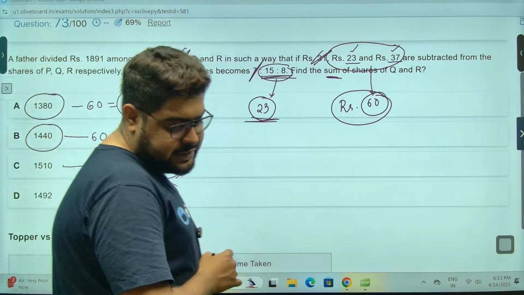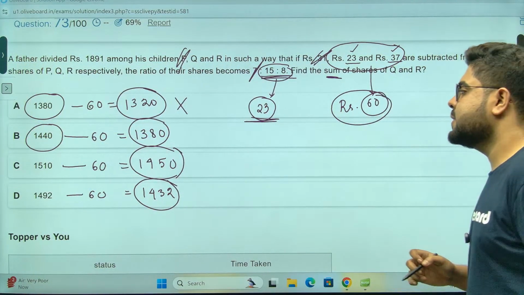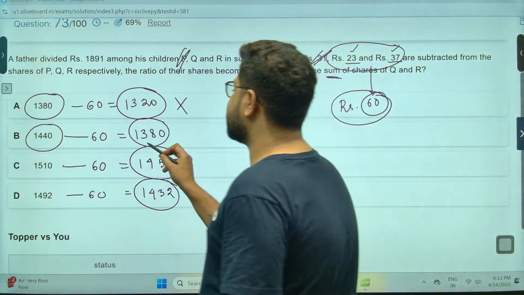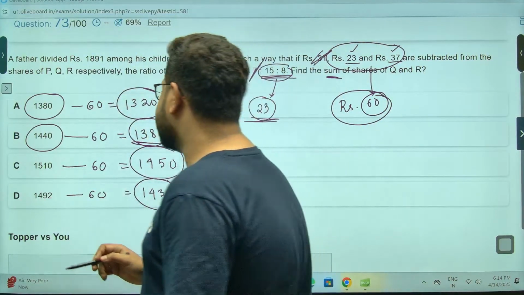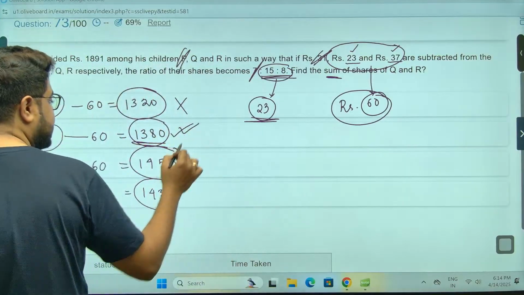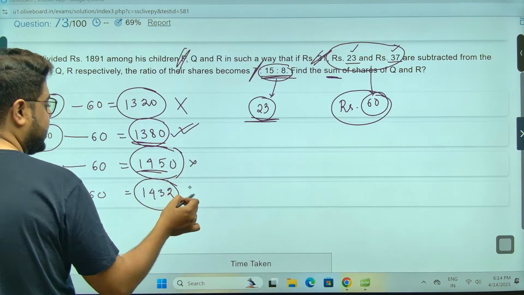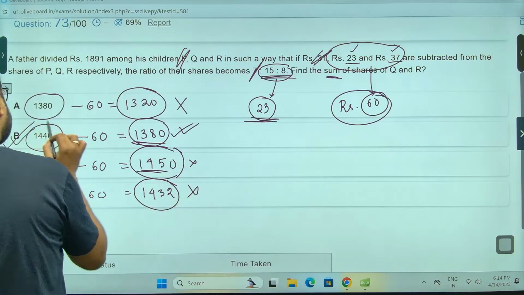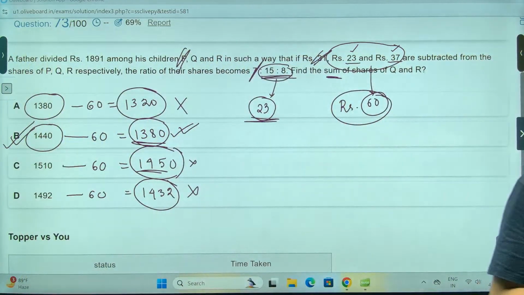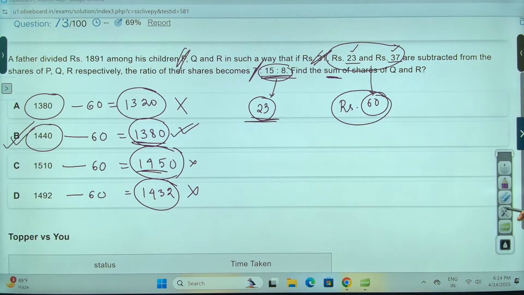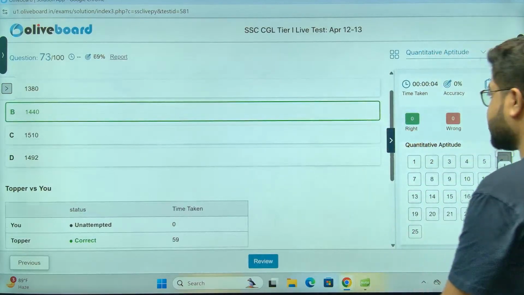Check the option which is divisible by 23. Sir, 138 is divisible by 23, right? 138 is divisible, so that is my answer. 145 is not divisible, sir. 1432 will not be at all, sir. Option B is the only possible answer, sir, in this case. The work is done, sir. Next one.